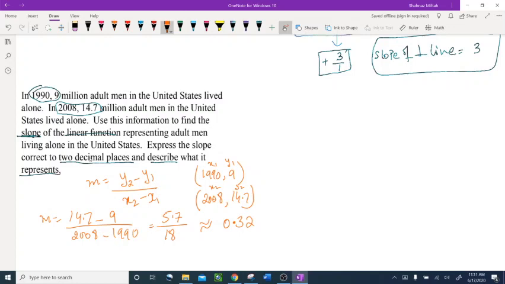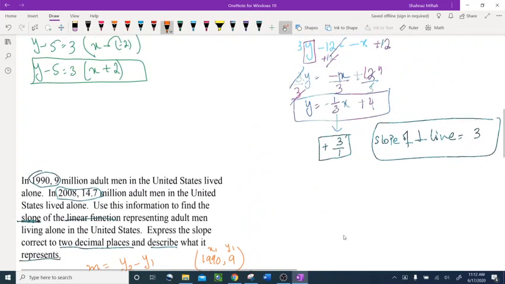So I answered each and everything if you pay attention. Slope of linear function, 2 decimal places. Now they said describe what it represents. So what is this? This means the rate of change is 0.32 million men per year. Okay, that's the interpretation of that 0.32. Okay, so we got that.